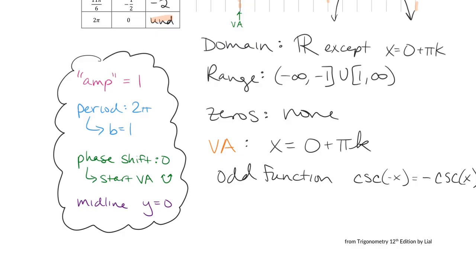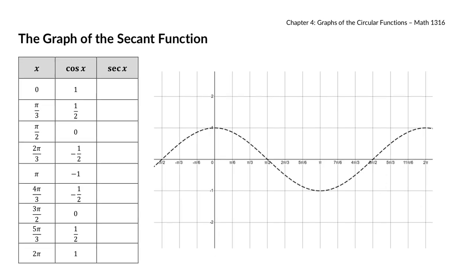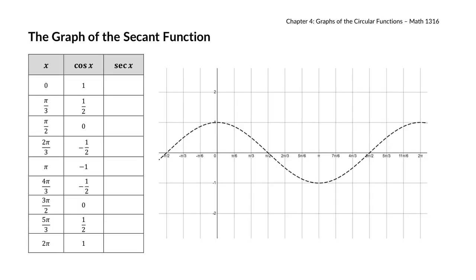Again, today in the notes, we're just getting the basic parent function, and then you'll have to transform them on your own. When we look at secant, we know that secant is the reciprocal of cosine. So again, we're going to take the table of values for cosine around our unit circle from 0 to 2 pi. We're going to find the values for secant.